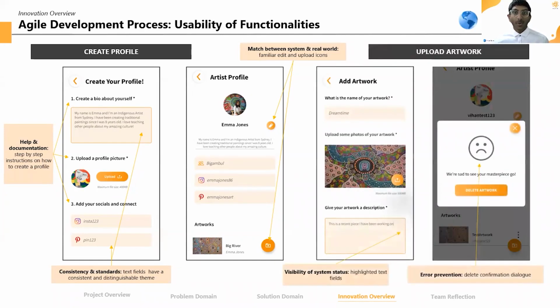Additionally, when uploading an artwork, highlighted text fields make it easy to keep track of where you are in the form and which section you're filling out, increasing visibility. Crucially, error prevention techniques such as pop-ups ensure that Diana doesn't accidentally delete her artwork.